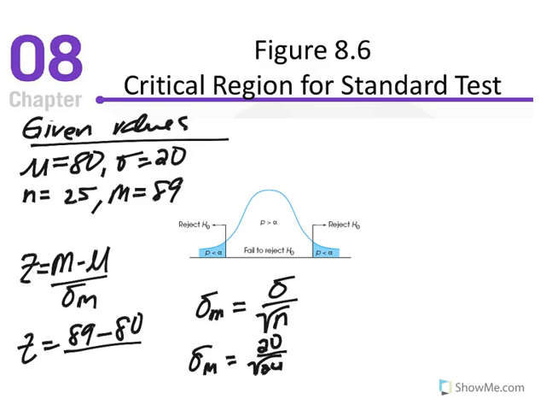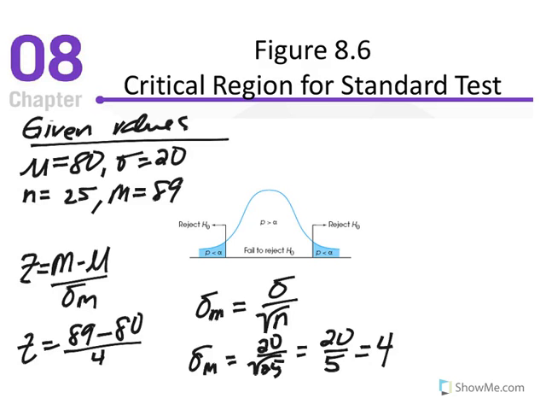Let me just clean that up a tad. So the square root of 25 is 5, and we have 20 over 5, and that gives us 4. So over here we can include that in our equation now. What we're saying is that in a distribution of sample means, the average difference between a sample mean and the population mean is equal to 4 points.